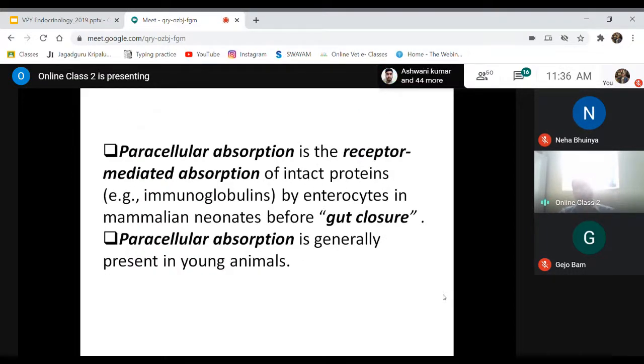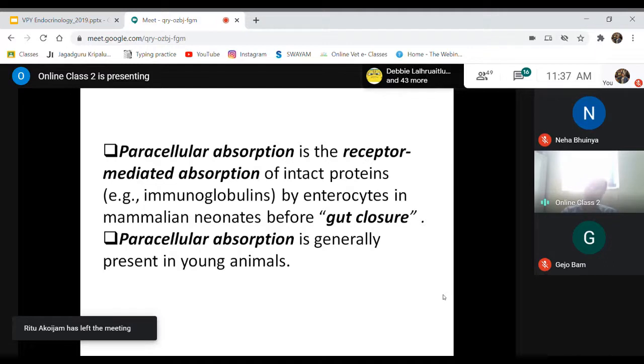This means immediately after birth, the colostrum contains immunoglobulins, and immunoglobulins are absorbed as such from the small intestine of the neonate or young animals. So that absorption pattern will be paracellular absorption of protein. Gut closure means that after 24 hours after birth, the immunoglobulins will not be absorbed as such, and that particular phenomenon is known as gut closure.